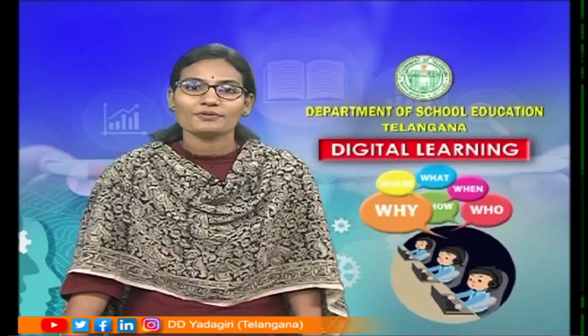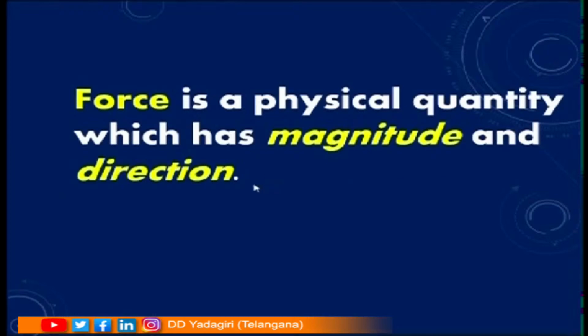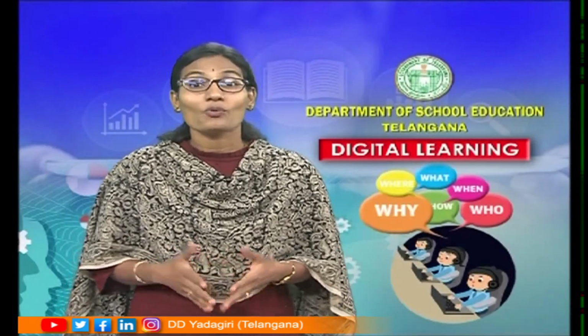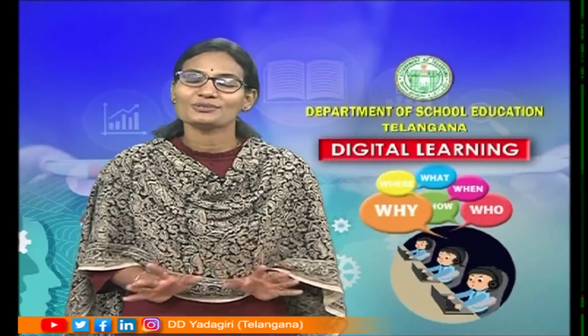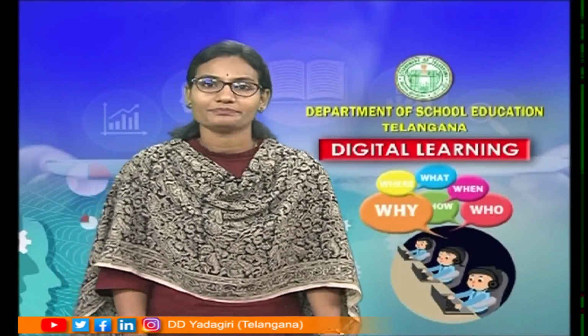The next concept is that force has a magnitude as well as a direction. Force is a physical quantity which has magnitude and direction. So children, we are going to discuss the direction of force. What is the direction of force? For a better understanding, let us do an activity. Take a look at this picture.